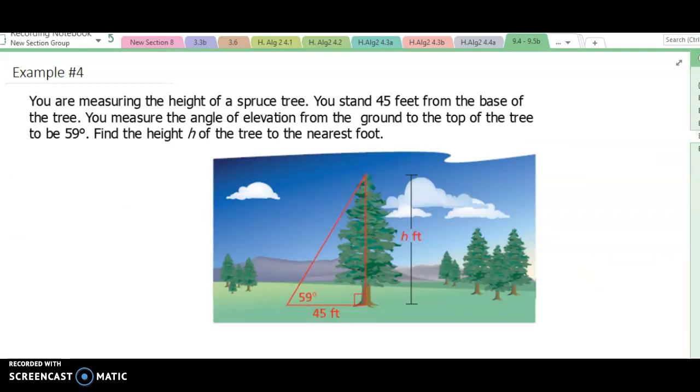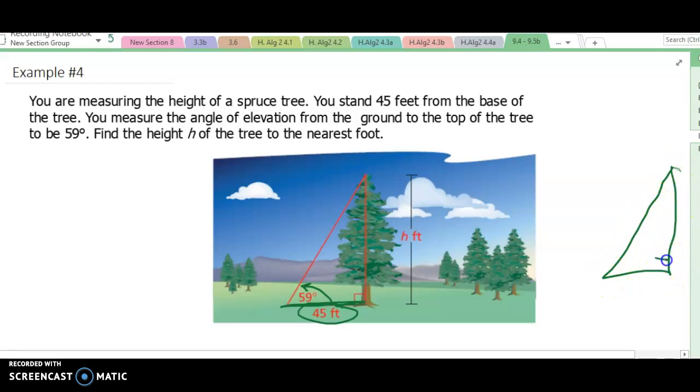It says you're measuring the height of a spruce tree. You stand 45 feet from the base of the tree. You measure the angle of elevation from the ground to the top of the tree. So angle of elevation starts at horizontal and goes up. So this is the angle of elevation. I'm going to draw it over here, obviously not nearly as neat. This is 59 degrees. This is 45 feet. And I'm trying to find my height.